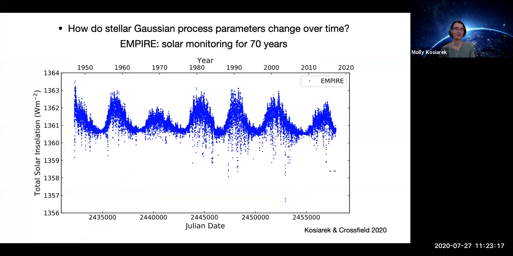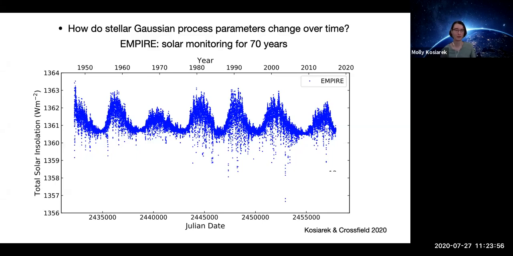So that first question: how do stellar Gaussian process parameters change over time? I looked at the EMPIRE dataset, which is a compilation of multiple solar monitoring programs to produce a 70-year time series of the total solar irradiance from the sun, which is shown here. The large-scale amplitude changes that you're seeing are the 11-year magnetic cycle, and these smaller variations are caused by solar rotation. To examine this data set in more detail, I focused on individual years of solar data.